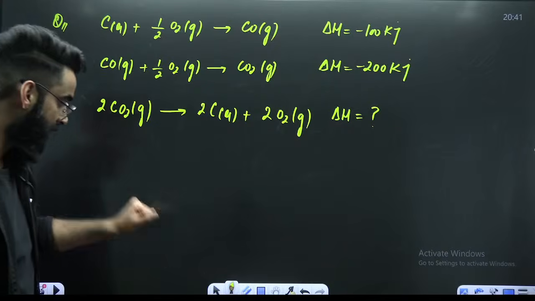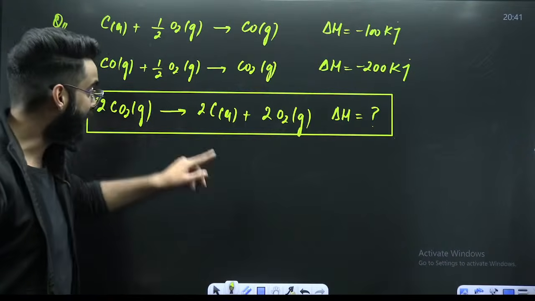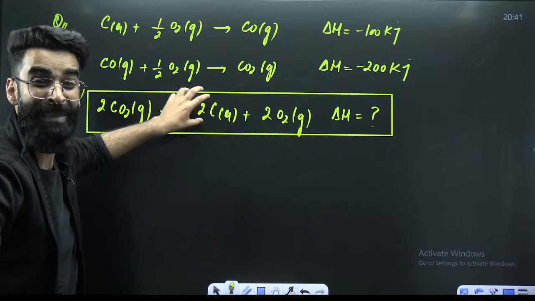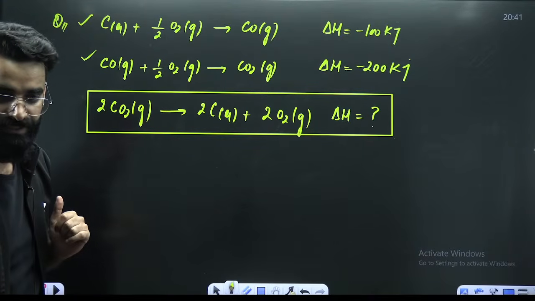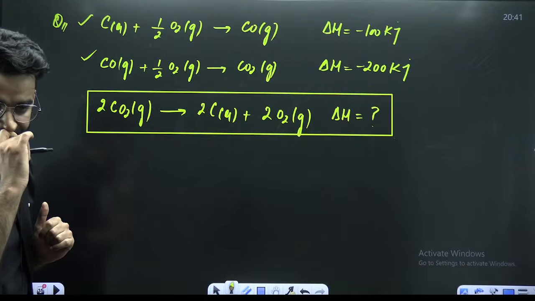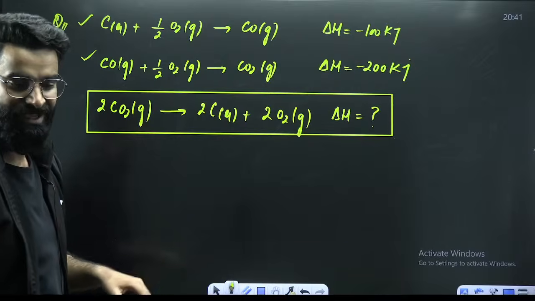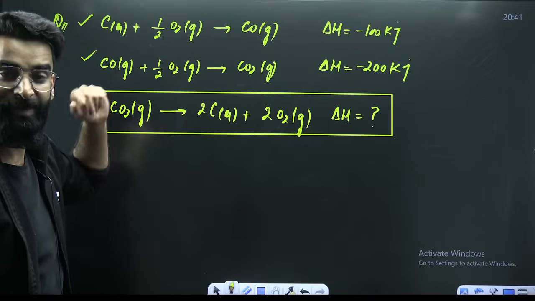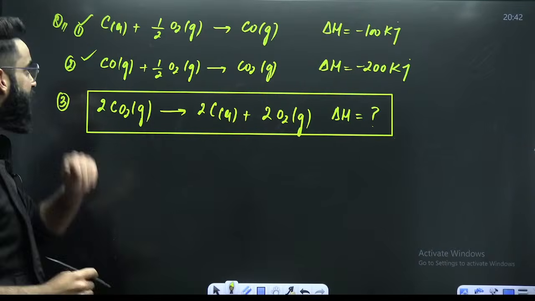My dear students, the reaction whose delta H is to be calculated, remember it in short, you need to make that reaction out of the given reactions. Now, how will you make this reaction? Tell me that. Let me call this equation 1, this equation 2, and this equation 3. How will you make equation 3?